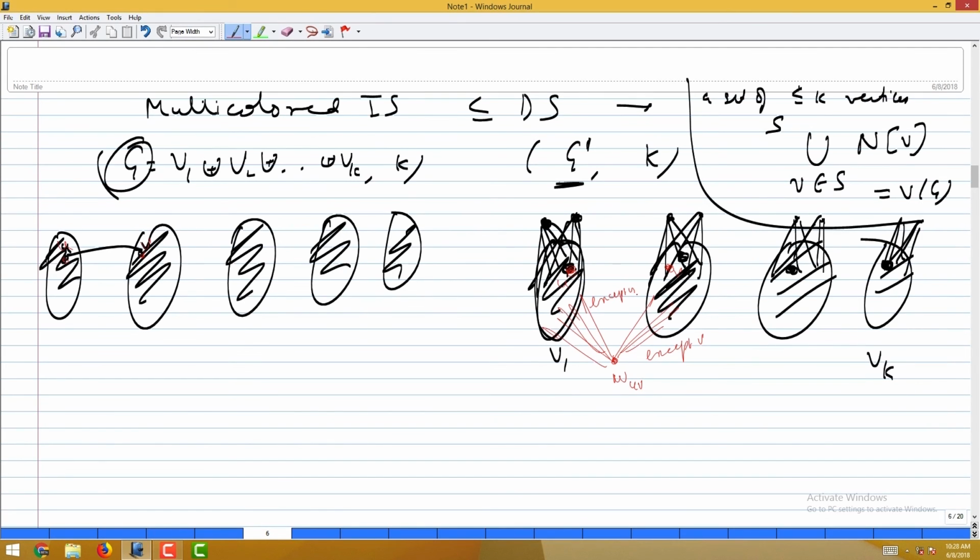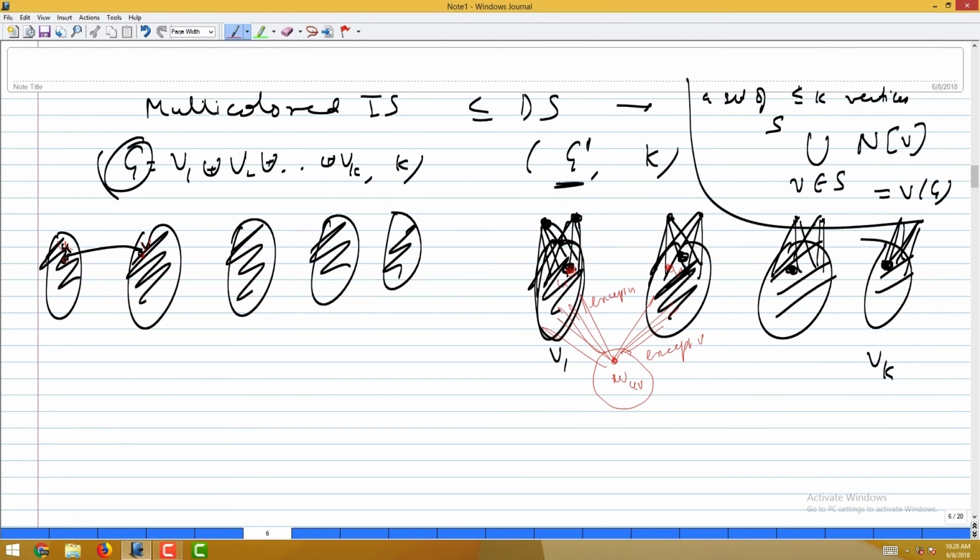Now suppose there is a dominating set that picks both U and V, and the budget is K. We know any dominating set has to pick exactly one from each color class. So if from this color class it has picked U, it can't pick anything else. From this color class it has picked V, it can't pick anything else. But if this is the case, then who is going to dominate W of UV in this graph? Because W of UV has edges to everything except U and V. So if there is a dominating set that picks U from here and V from here, it can't pick anything else because of the budget, and hence it can't dominate W of UV.